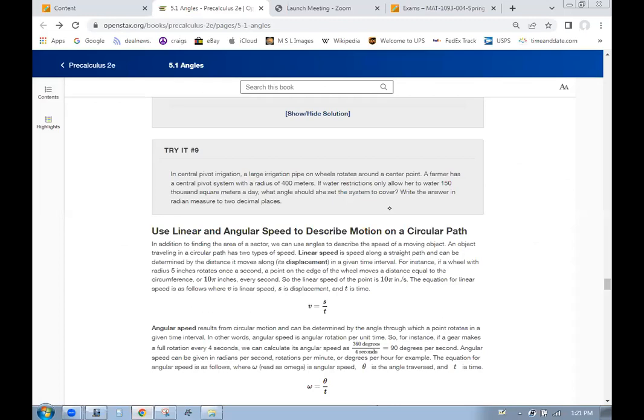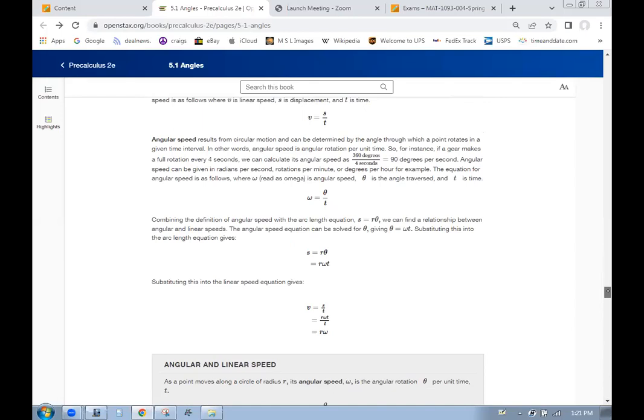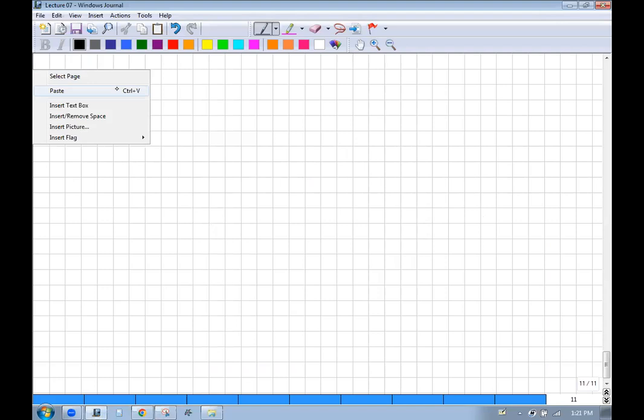That was number 9. Linear and angular speed. Okay. So here's this really long paragraph that's super boring, so I'm going to sum it up.